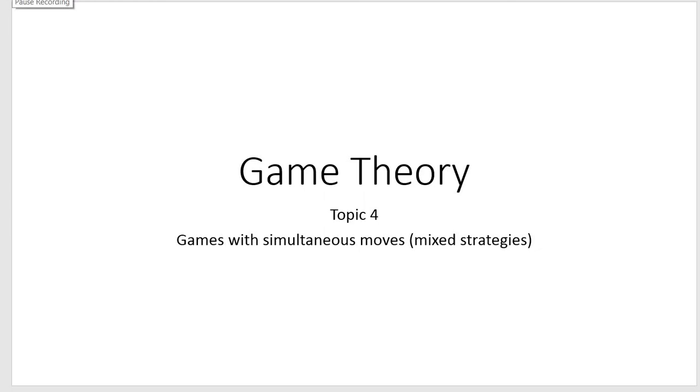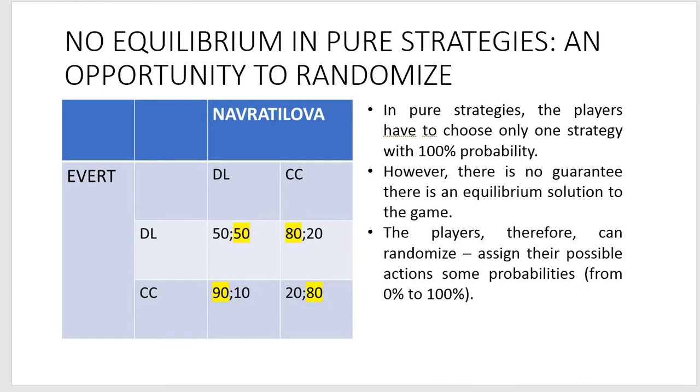Okay, so the fourth topic to be discussed during this course is games with simultaneous moves under mixed strategies. So, what does mixed strategy mean? In pure strategies, the players have to choose their strategies with full determination, or let's say with 100% probability, either DL or CC for sure. However, there is no guarantee that following pure strategy will result in any Nash equilibrium.